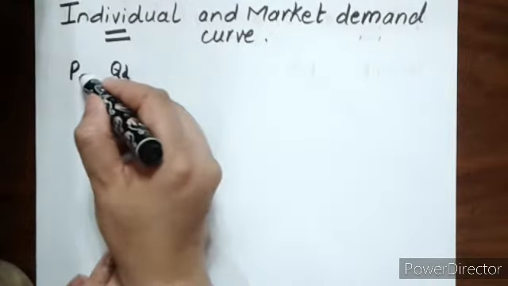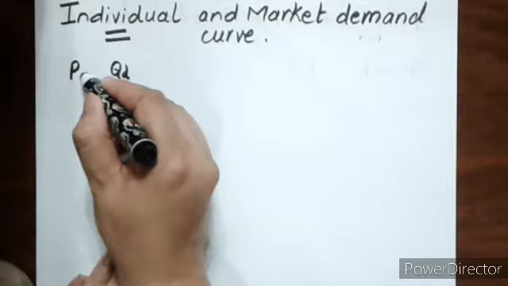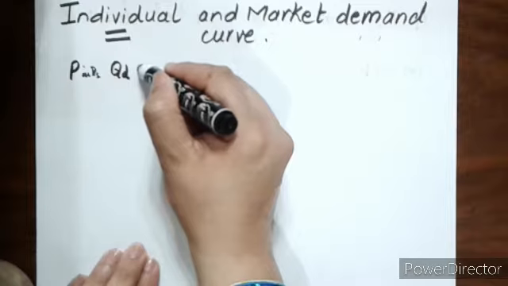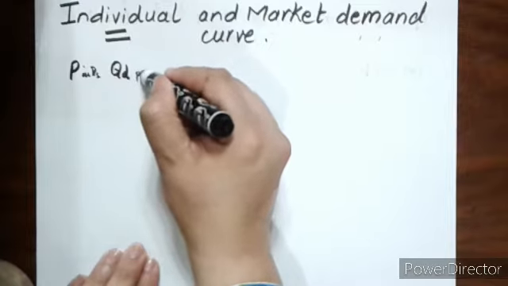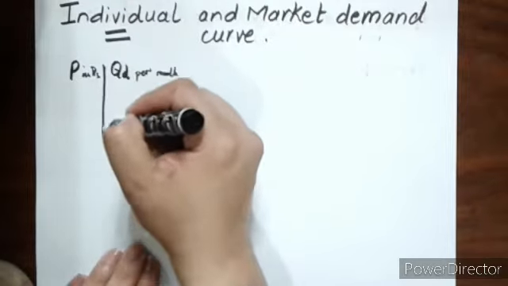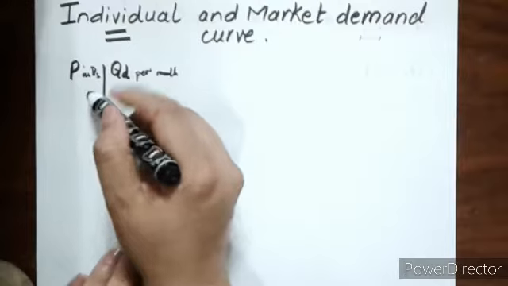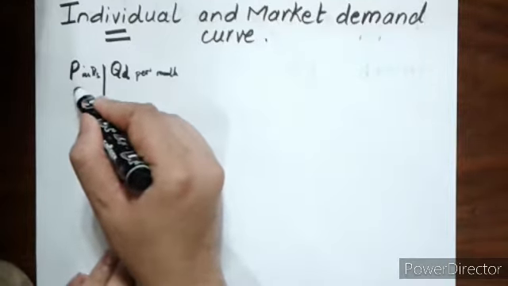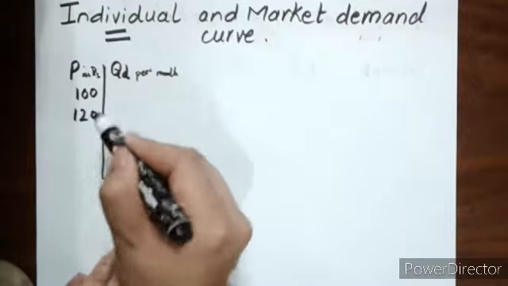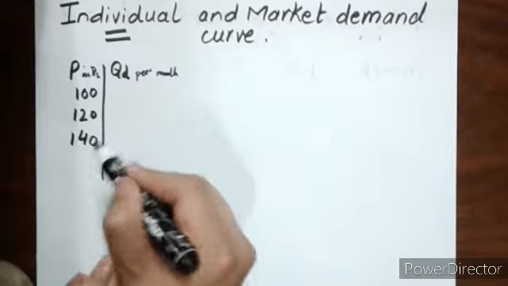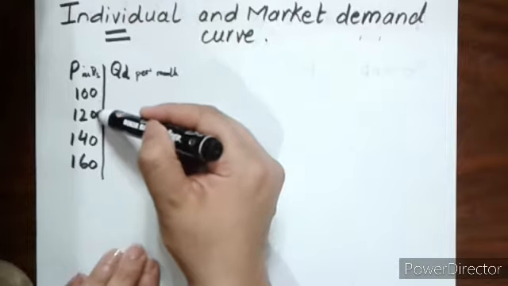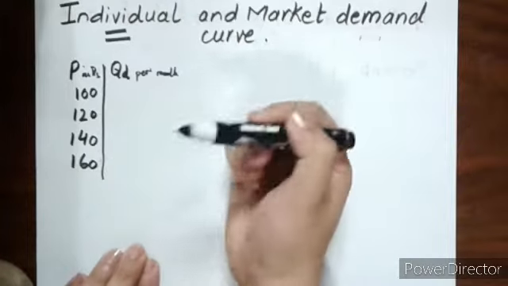So let's assume this is a price of a shirt in rupees, and here we have quantity demanded per month by an individual. Let's draw a demand schedule for this. So as I told you, we have to take simple numbers. Let's take the price to begin with rupees 100, 120, 140, 160. So I have just imagined that the price of shirt is increasing.